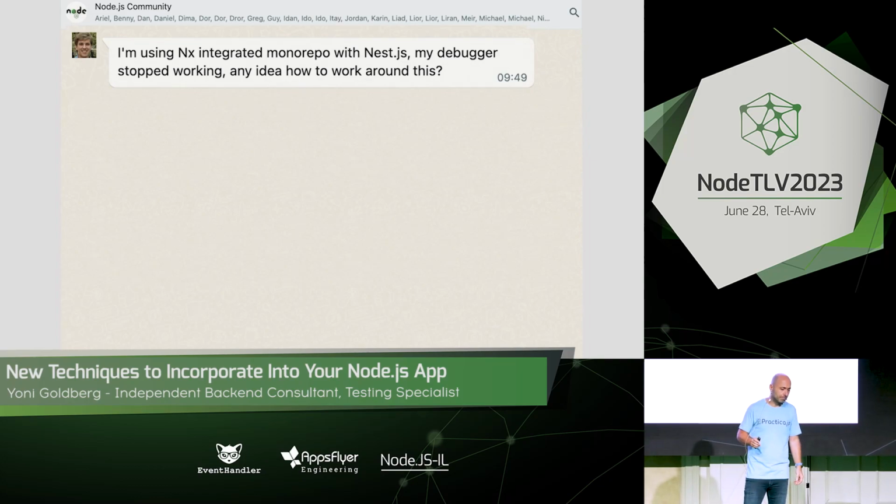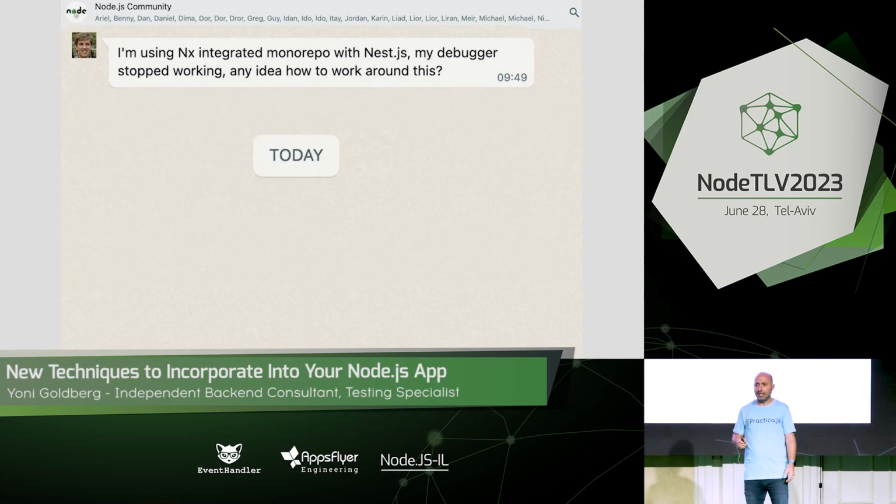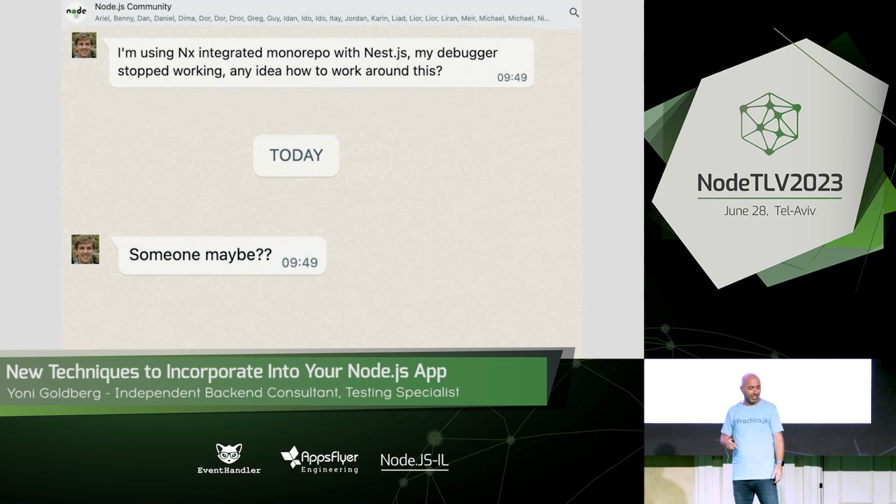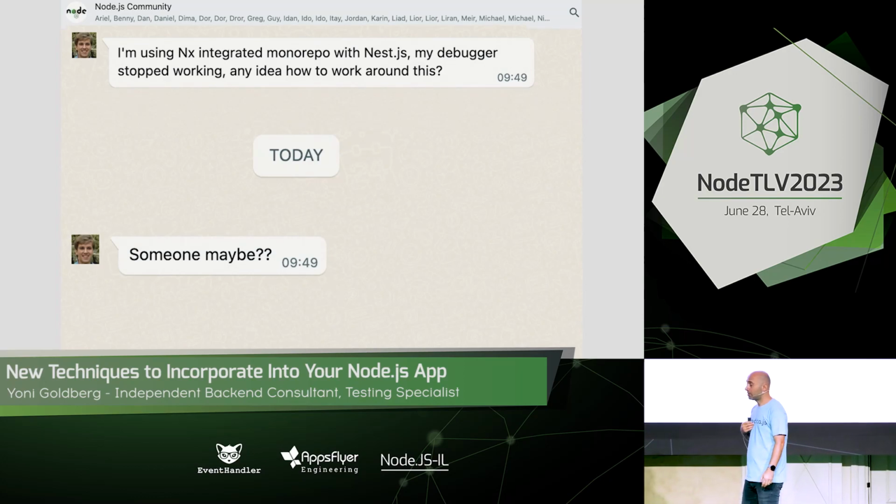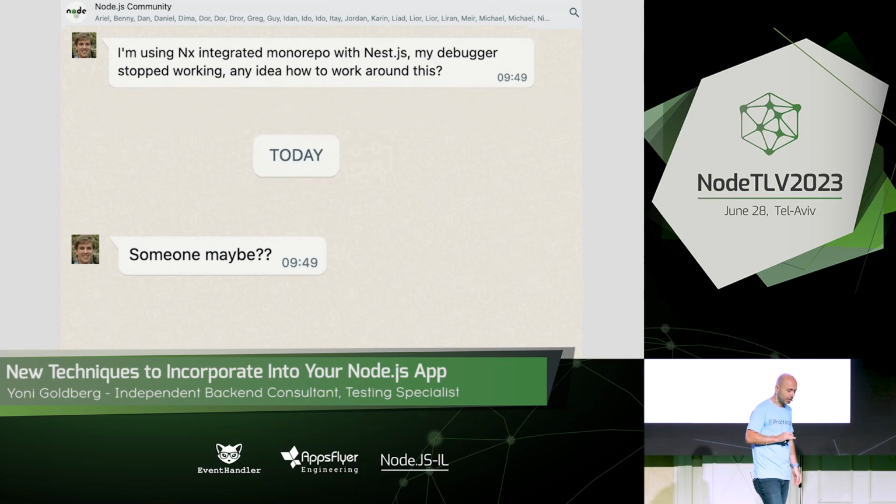Silence. A day later, he tried his luck again. Now, this is the first time ever that I saw this happening in this group. And it left me wondering.